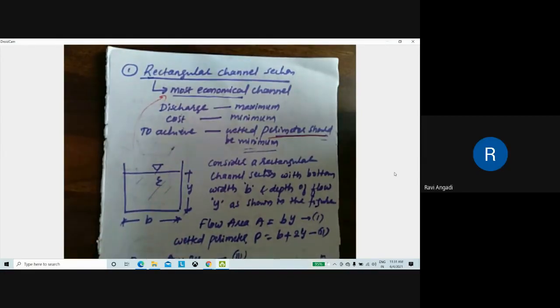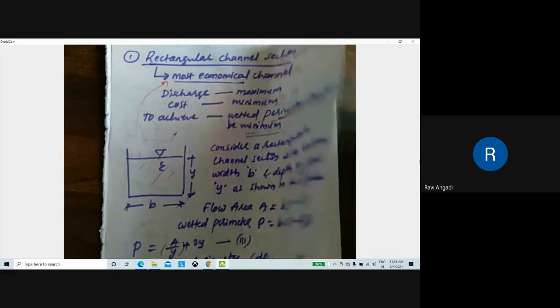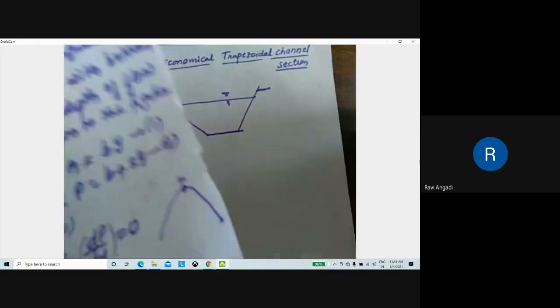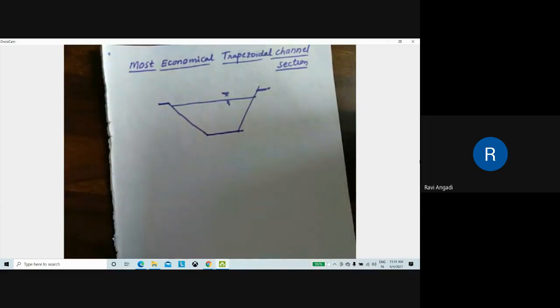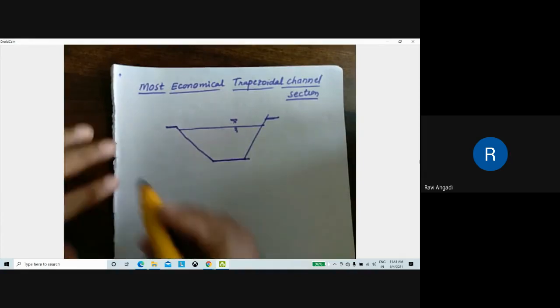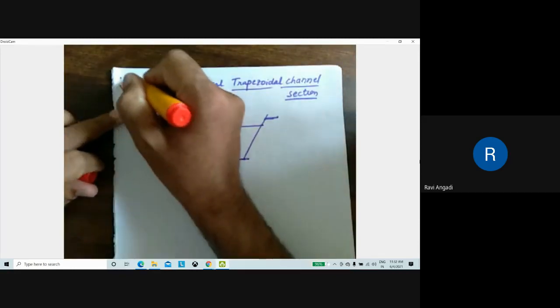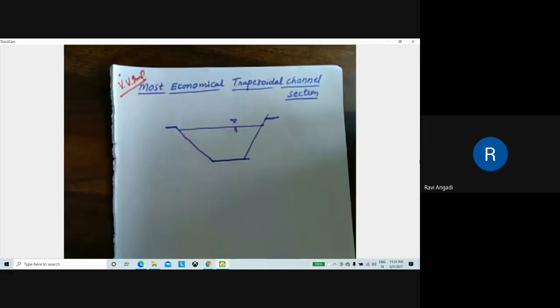In the previous class, we solved some numericals on most economical rectangular channel sections by utilizing the most economical dimensions. Today's class will take the next section, the trapezoidal channel section. All of you draw this section, the most economical trapezoidal channel section. This is very, very important from the examination point of view, so concentrate more on this one.